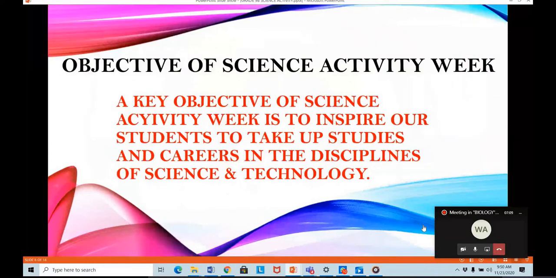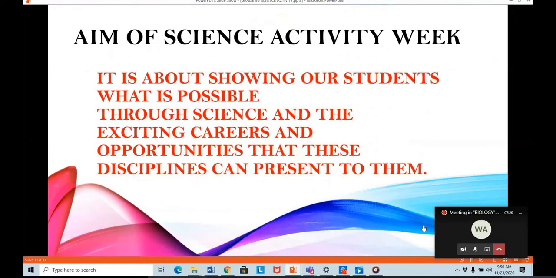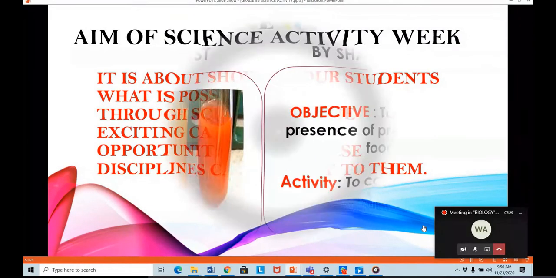Let's start with the objective of the science activity, which is to inspire our students to take up studies and careers in the disciplines of science and technology. Whereas the aim of the science activity week is to show our students what is possible through science and the exciting careers and opportunities that these disciplines can present to them.